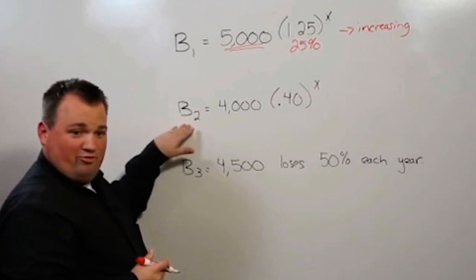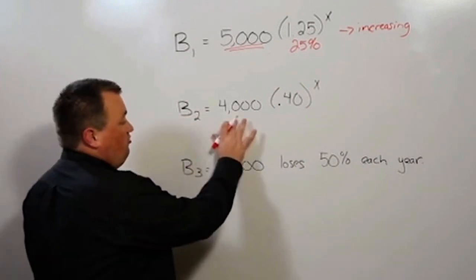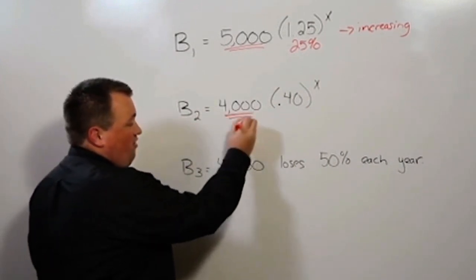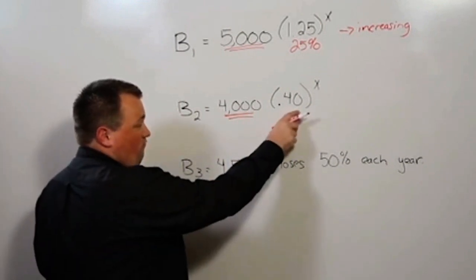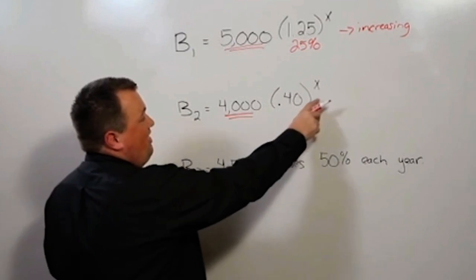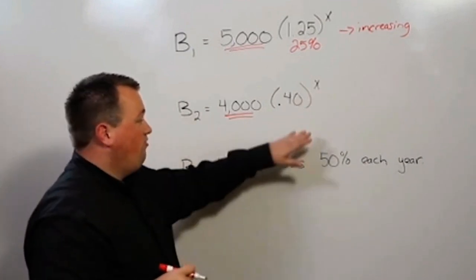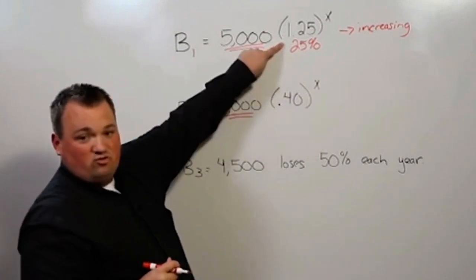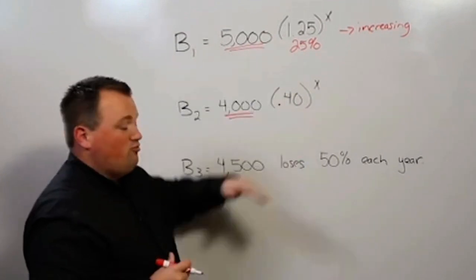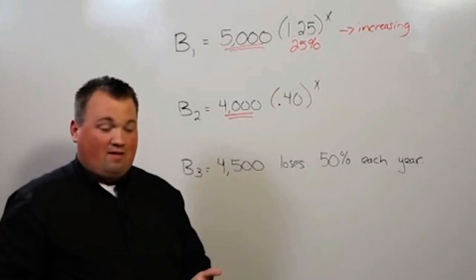Now looking at boat 2, same thing. Notice we have the initial value first. It is a value of $4,000. Here our percent is 0.40, our percent of change, and we have the x for our number of years. Now the difference between these two you'll see is that this one is greater than 1 and boat 2 is less than 1. So what does that mean?